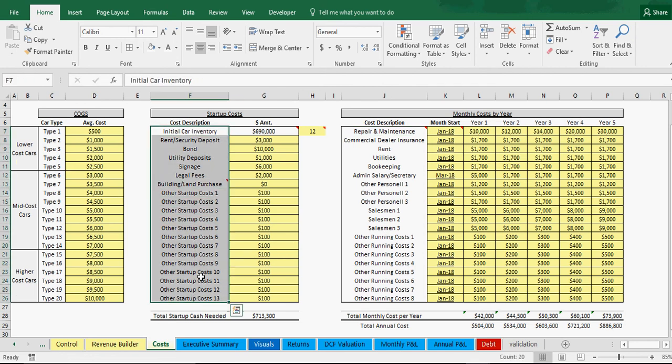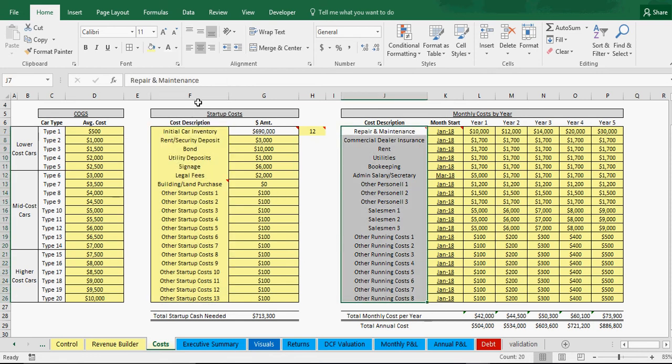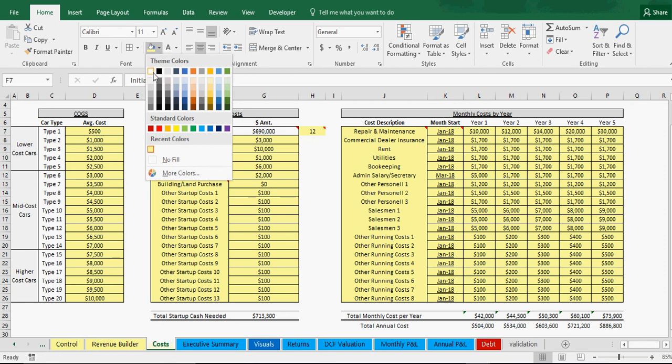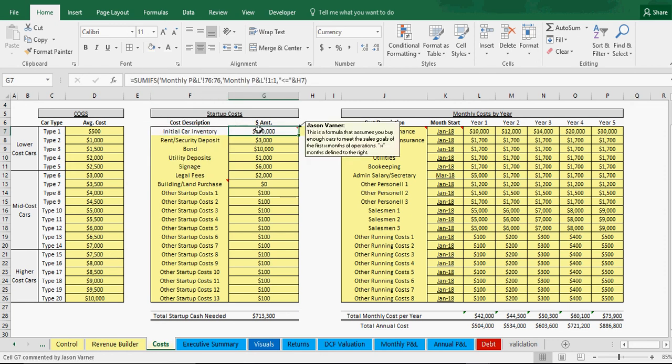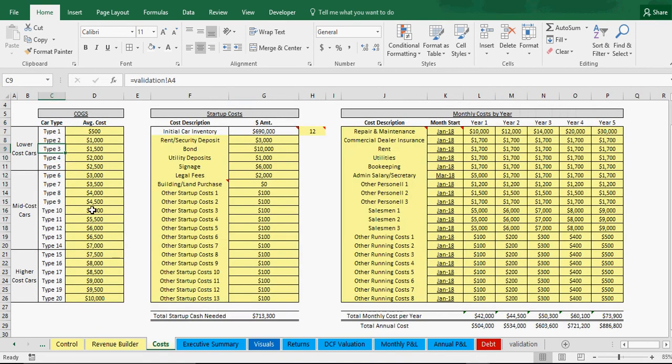I probably should put these in light yellow because you can adjust these right here without messing anything up. Except for that, it needs to stay inventory for cars. And then you can see the car types are all pulling because those have to be in the same order to make sense, so you don't enter them in there.